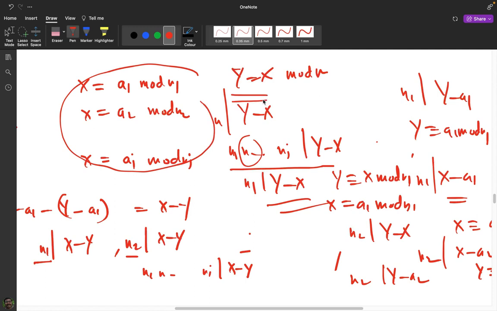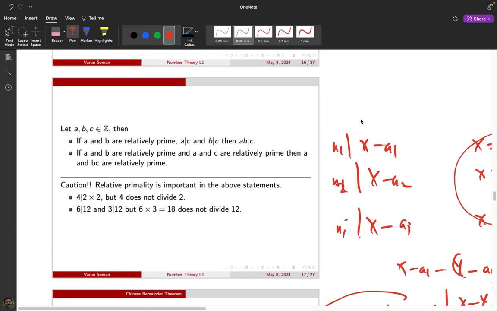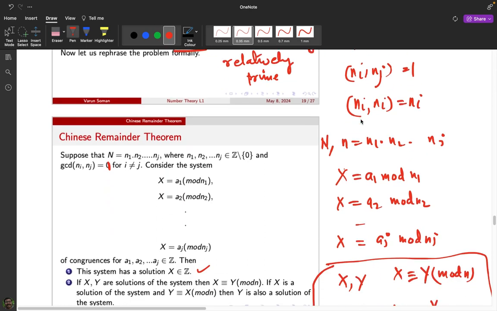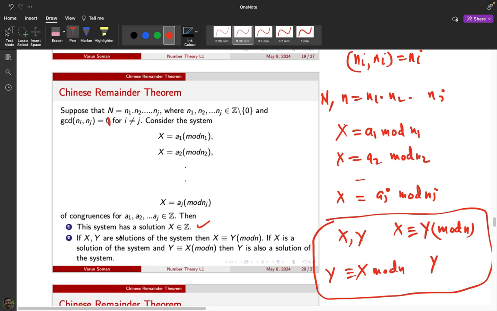So any number which is congruent to a solution will also be a solution. All the solutions are congruent modulo n to each other, so all the solutions are unique up to congruence. That is the uniqueness part. All of this is meaningful only if the solution exists. Before that, we have shown that if there are two solutions, they are congruent to each other, and any number congruent to a solution is also a solution. So we have only shown the uniqueness.